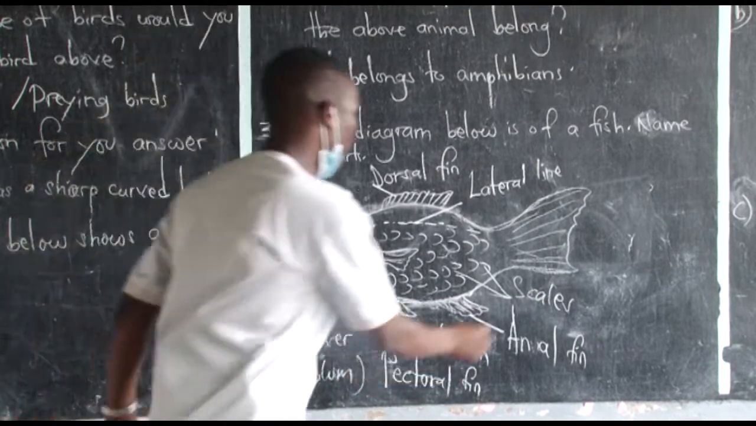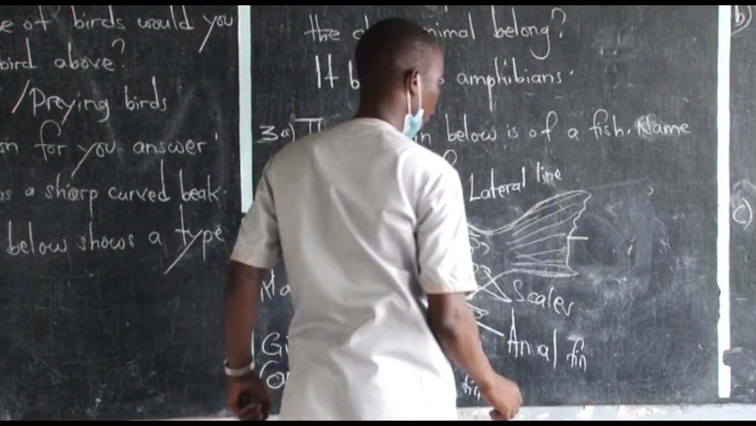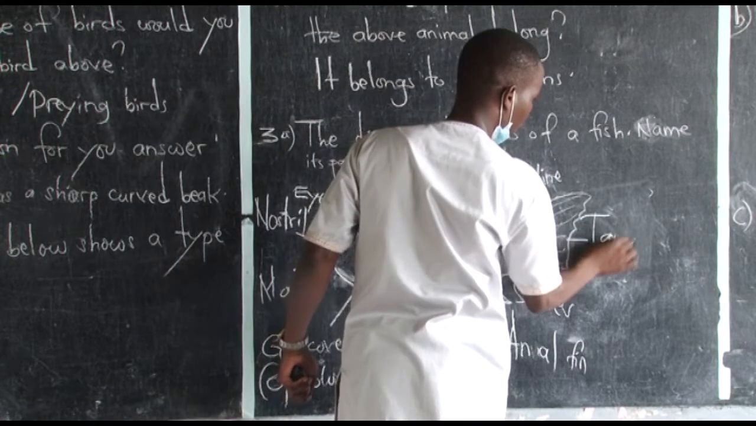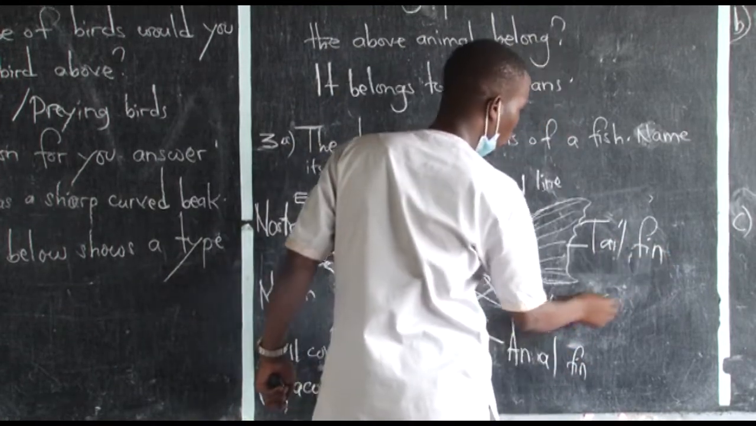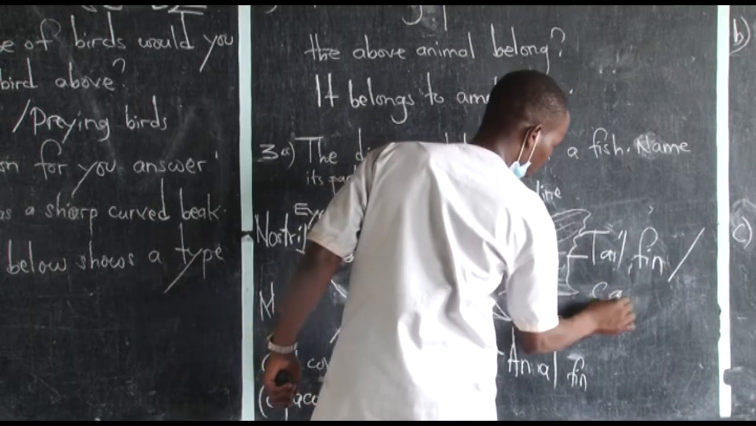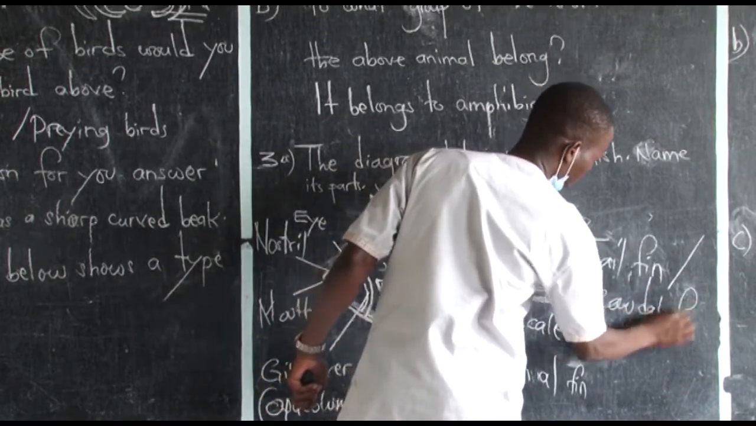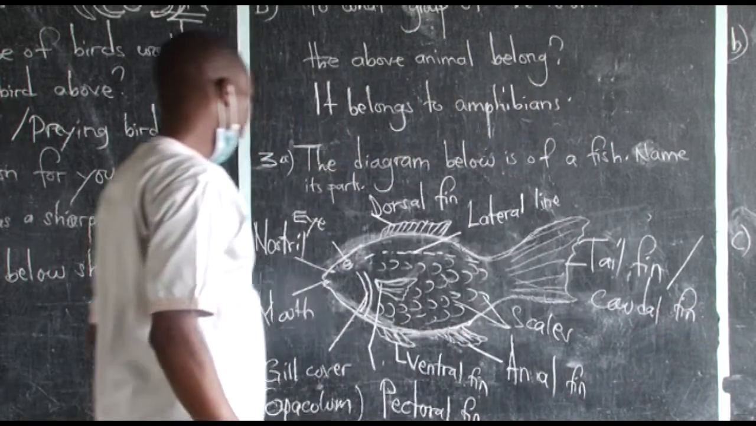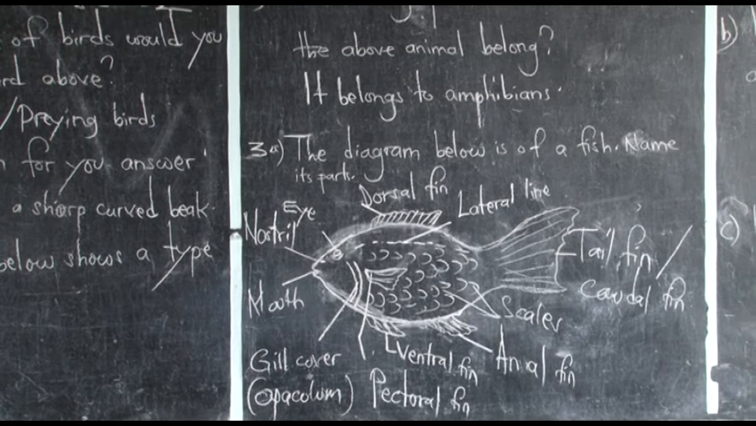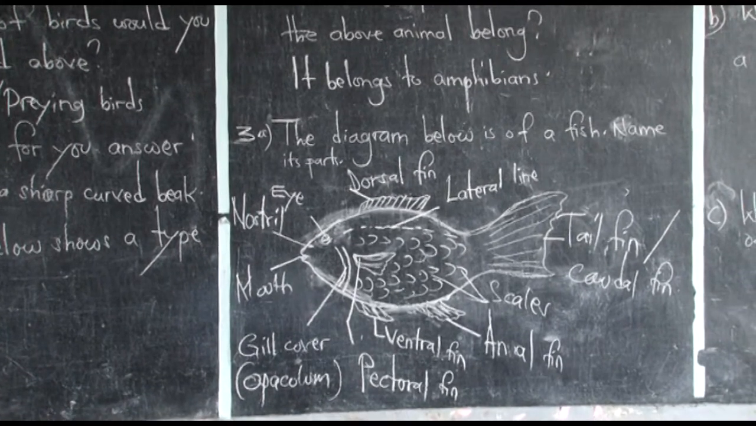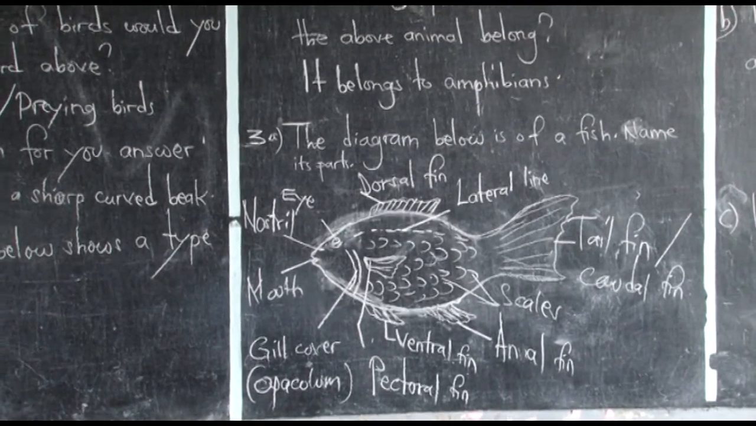And the last, we can come to the part here. This is the tail fin. Tail fin is also called the caudal fin. Just for information, you need to know about the functions of the parts of the fish. But right from primary four, we're looking at this.